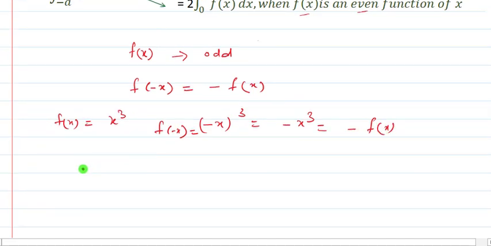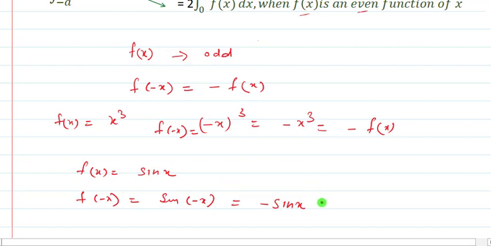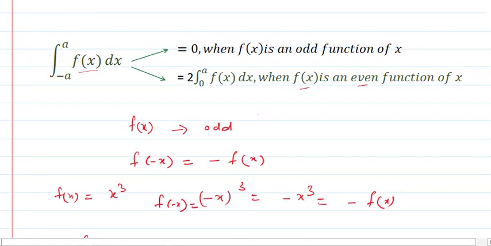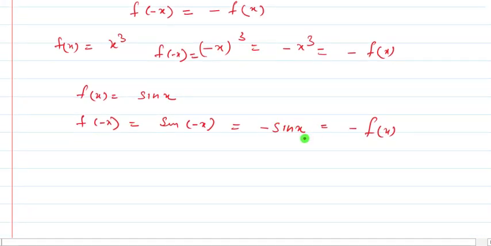One more example you can take: if f(x) is equal to sin x, then what is f of minus x? f of minus x is sine of minus x, and you know very well sine of minus theta is minus sine theta. So it is minus sine x, and this can be written as minus f(x). So this is also an odd function. So when the limit is changing from minus a to a, we need to find out whether the function is odd or even. So you understood what is odd?